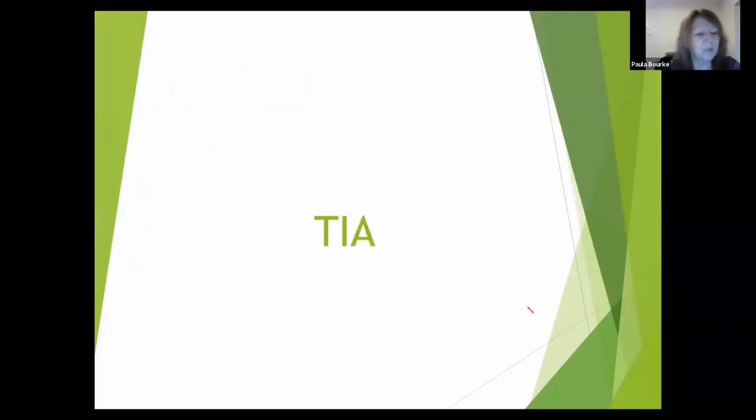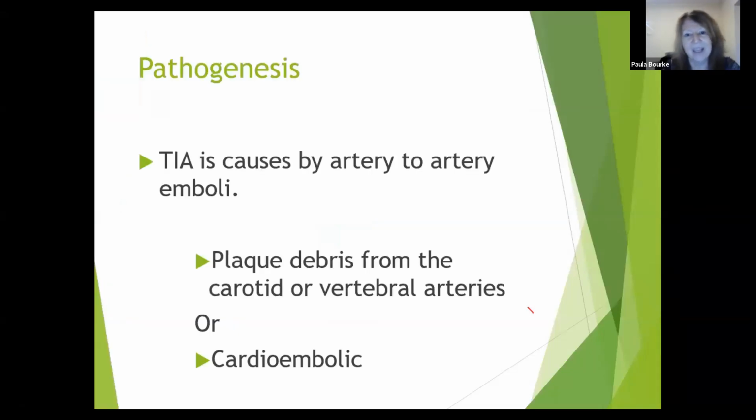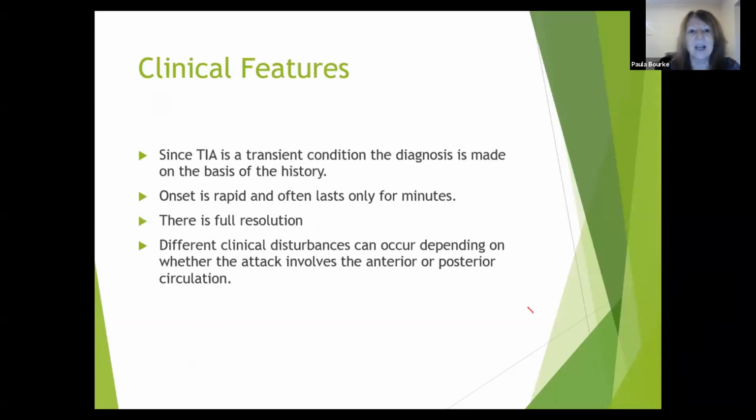So we start with a TIA. So what is a TIA? Transient ischemic attack. It's caused by artery-to-artery emboli, and it can be a plaque or it can be cardioembolic. So it can come from the neck or it can come from the heart. But because it's temporary, it's only there for a while. It goes very quickly and can last only a few minutes, and there is full resolution.